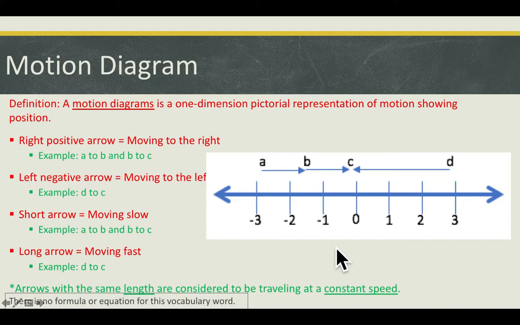One of the keys about motion diagrams is that each arrow shown on a motion diagram represents the same amount of time. So with that in mind, it's easier to understand how the representation from A to B shows something that's moving more slowly than D to C, since A to B only went a little way in the same amount of time it took D to go a much longer distance.